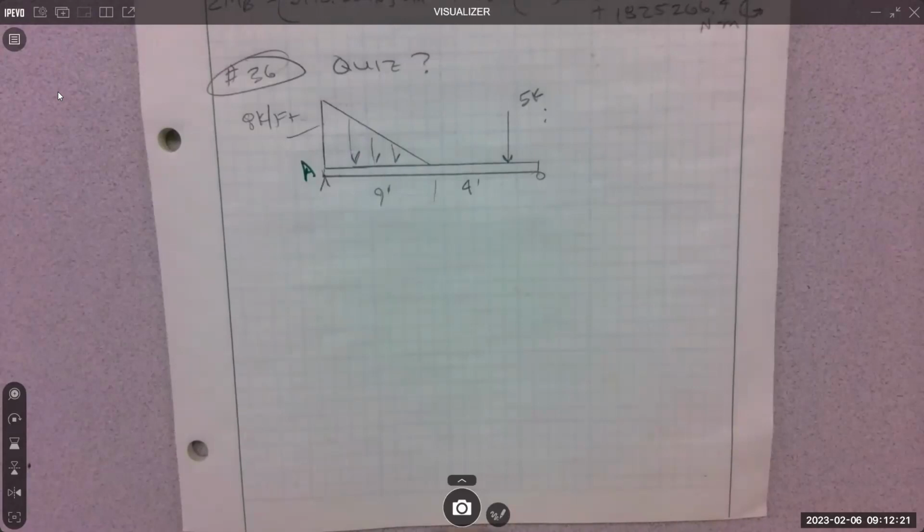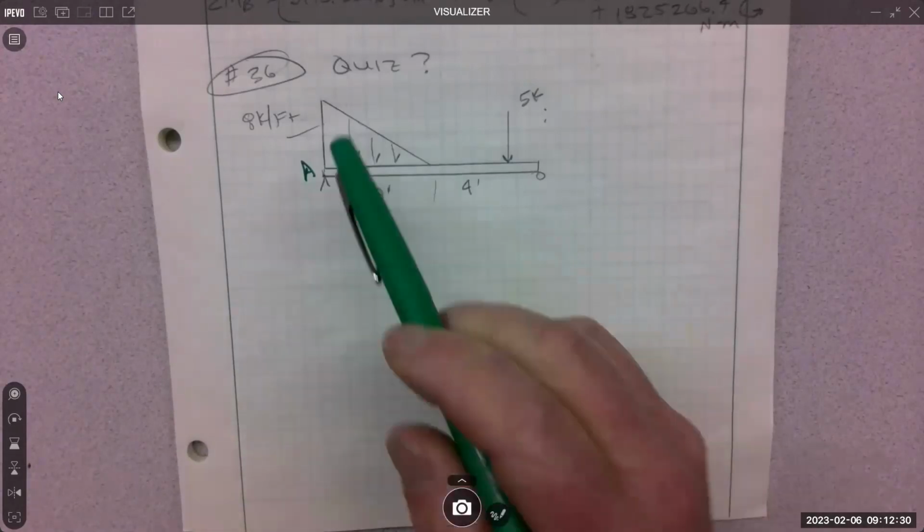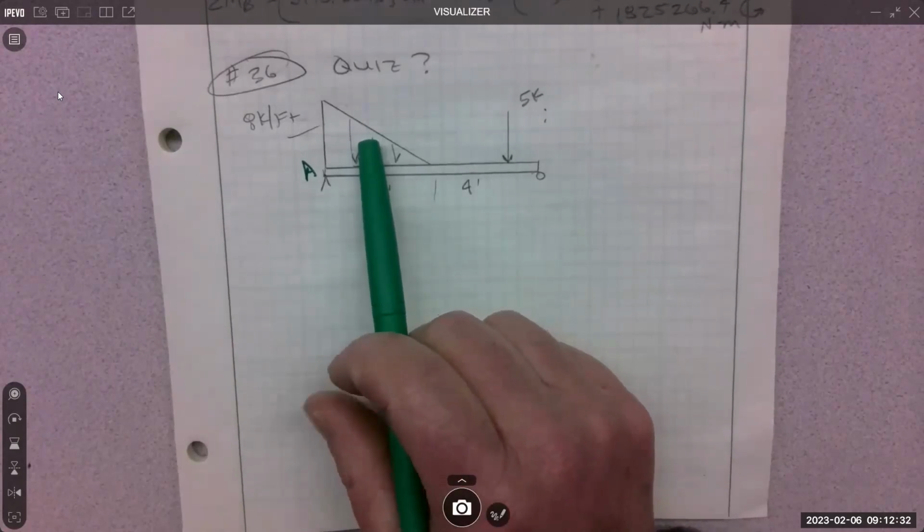Yeah, concentrate the distribution. Step one: get rid of the distribution. If you don't see one, then you obviously don't have to do that. But if you see a distribution, get rid of it, concentrate it.